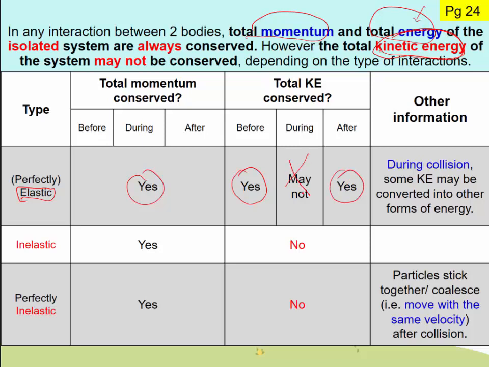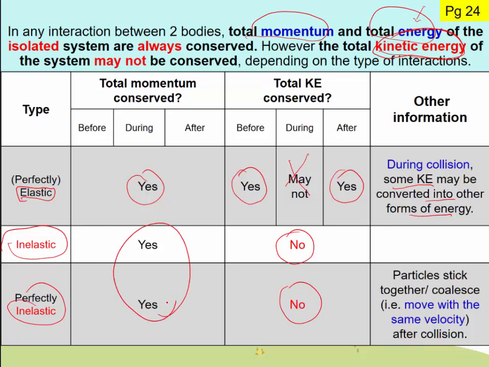But during collision, it may not be conserved, as some KE may be converted into other forms of energy during the collision. For inelastic collision and perfectly inelastic collision, KE is not conserved. Of course, momentum is conserved for all kinds of collision. However, something special about perfectly inelastic collision is that they travel with the same final velocity.